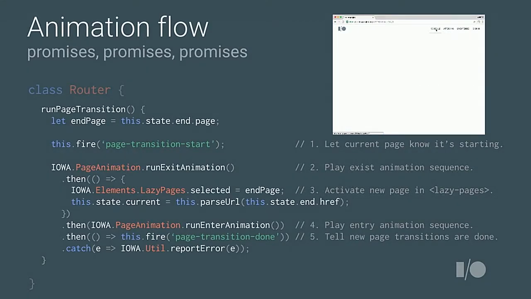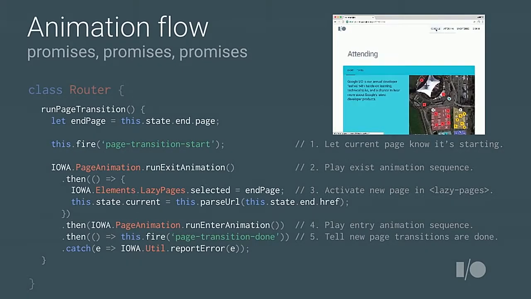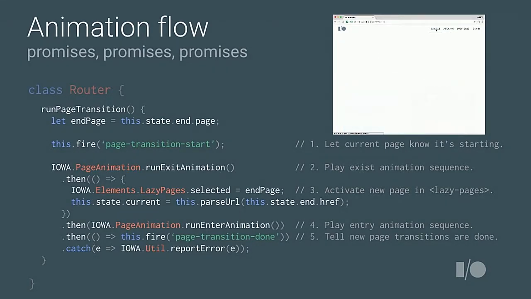And the last thing we do in this promise sequence is fire a final DOM event, page transition done, and that tells the new page, hey, all this cool stuff that you've just done is done, and you can then go ahead and do extra setup logic or whatever you need to do to initialize yourself.